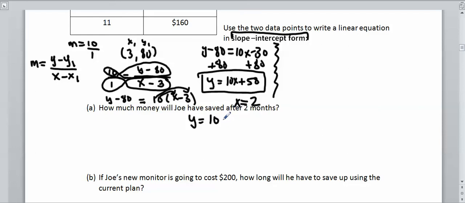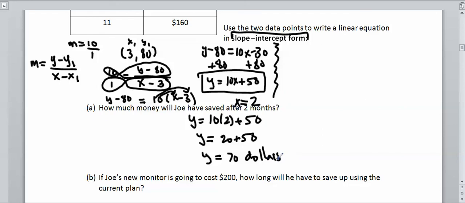Alright, so what you should have gotten was y equals 10, plugging in the x, times 2 plus 50. Okay, well, 10 times 2 is 20, and 20 plus 50 is 70. So he should have $70 after 2 months.